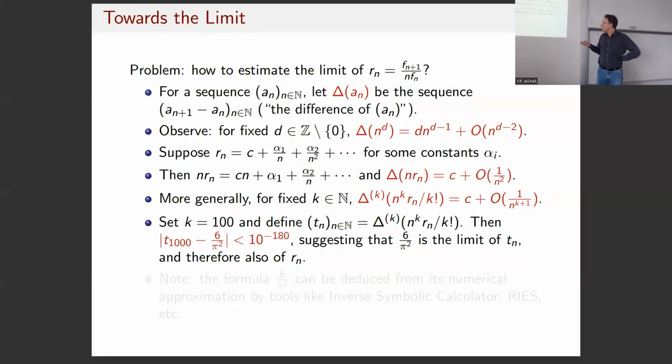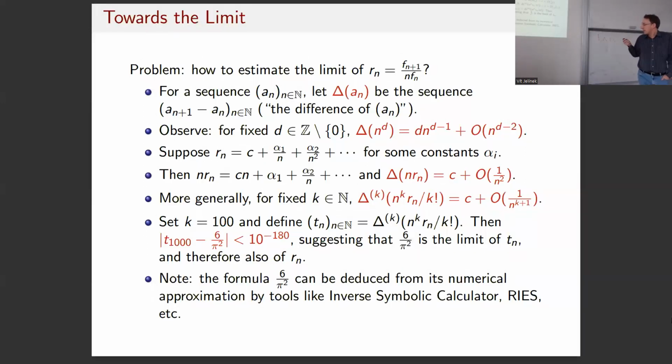But if I choose k to be 100 and do this trick, then I end up with a sequence whose final term differs from 6 over pi squared by something tiny. So I get some, say, 180 digits correct. And this should convince any normal person that 6 over pi squared is indeed the correct limit. And of course, apart from normal people, there will always be mathematicians who will just say, and so what, this is not rigorous, I want to see the proof. And well, those people can read Zagier's paper with the proof.